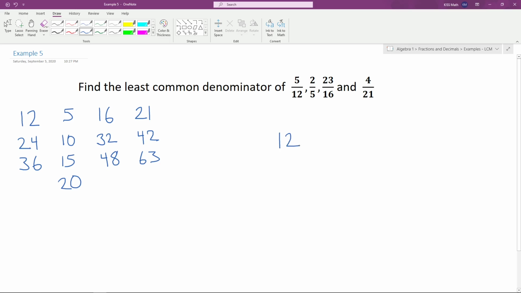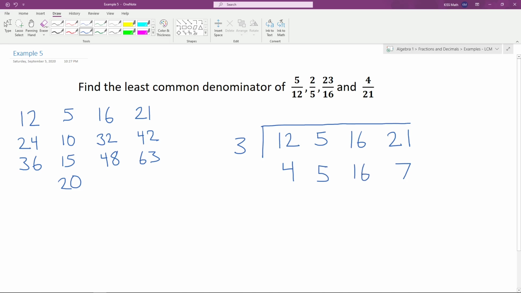So we'll list them all out here. And we'll first try and find a number that will go into all 4 of these. And I'm not seeing any. So then I'll see if I can find a number that goes into some of them. So I see that maybe 3 would go into 12 4 times. And it would go into 21 7 times. But it would not go into 5 or 16, so I have to bring those down.